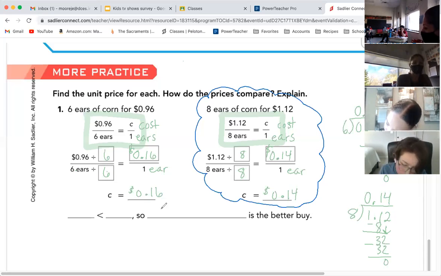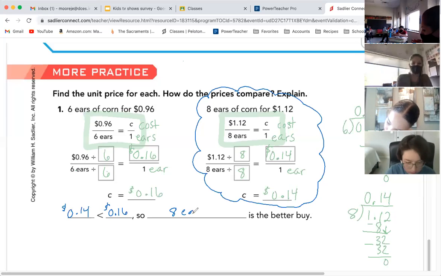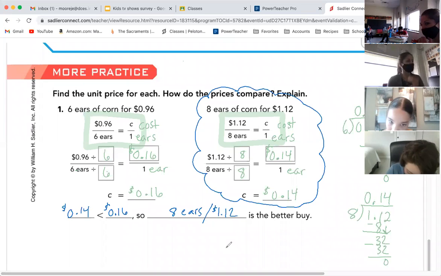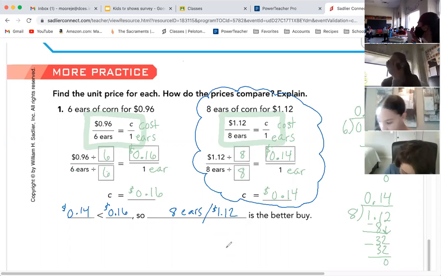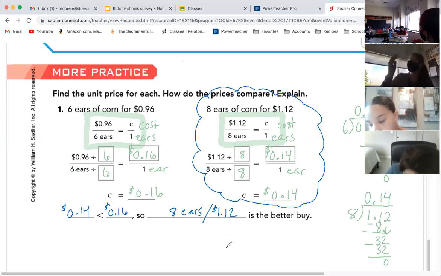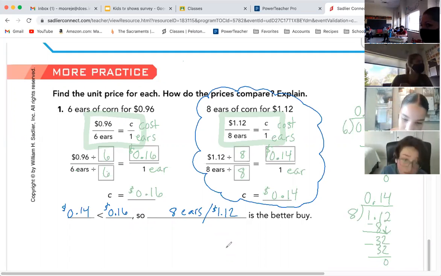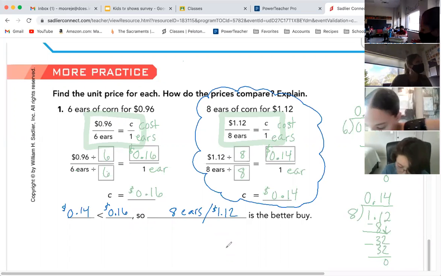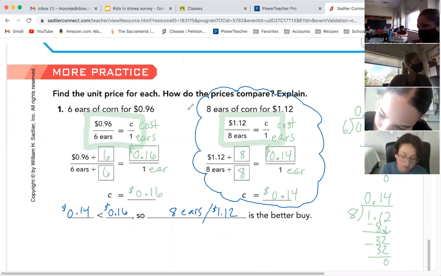So we're going to write in this statement on the bottom. We're going to say 14 cents is less than 16 cents. So 8 ears for $1.12 is the better buy. All this is filled in on your books, guys? You're going to need this support of the proportions to complete our assignment here for class. Thumbs up when we're ready to move on to the next page.